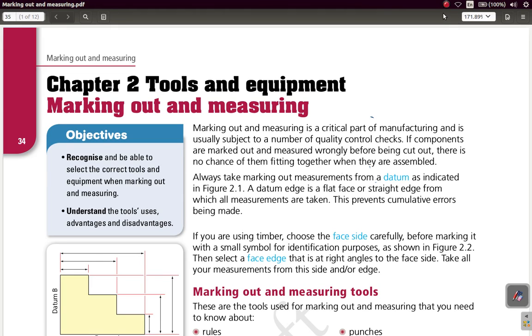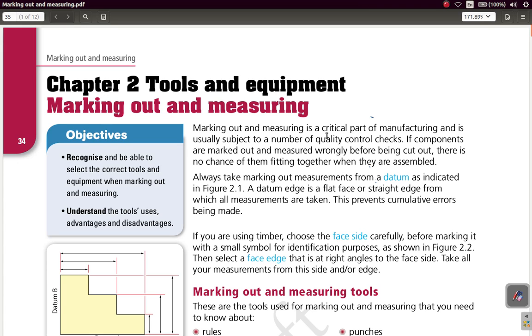Look at chapter 2 of part of our PDF file, and it's titled Tools and Equipment, Marking Out and Measuring. The objectives: to recognize and be able to select the correct tools and equipment when marking out and measuring, to understand the tools, uses, the advantages and disadvantages.